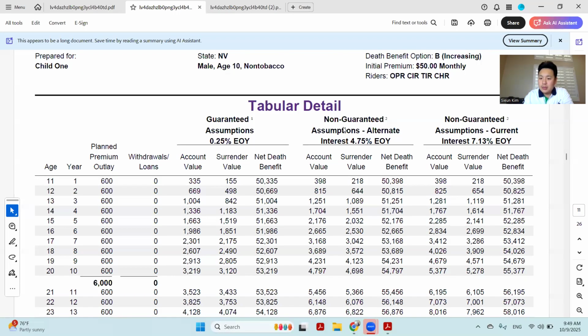Okay, what happens if the parent dies? Can one take over premium payments? Oh, like a parent? Okay, so if the parent passes away, yes, somebody else can take over the premium payment, or hopefully by then there's enough premium paid into the policy that the policy will carry over as well.